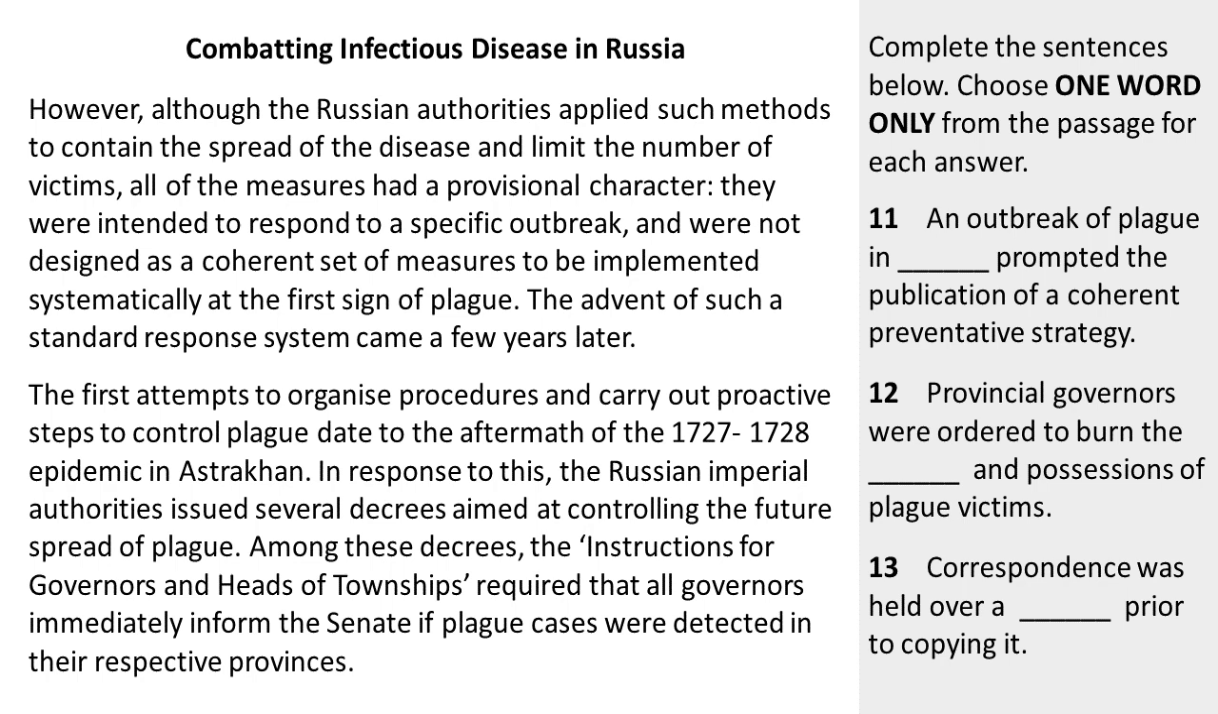After we understand the instructions, the next step is to read the first question. So let's do that. Number 11 says, an outbreak of plague in blank prompted the publication of a coherent preventative strategy. So now let's break that question down part by part and see if we can choose the best keywords.